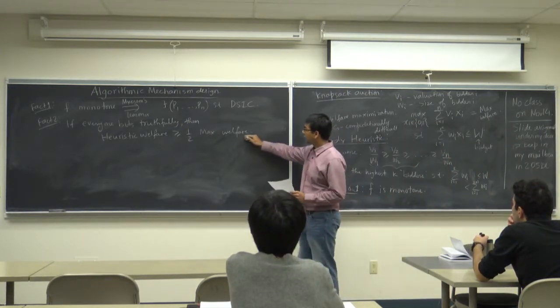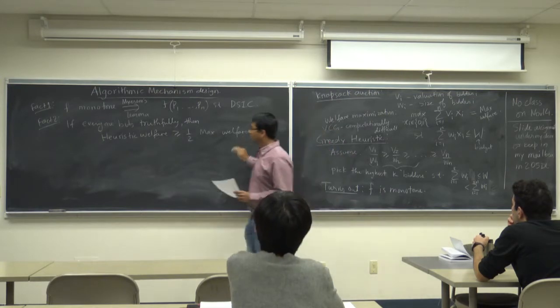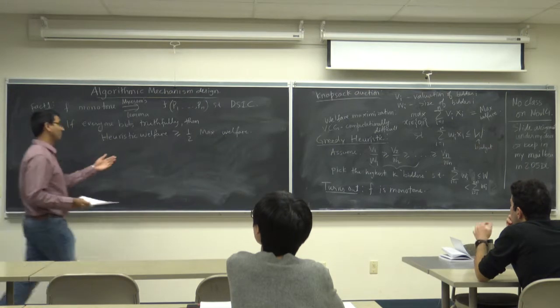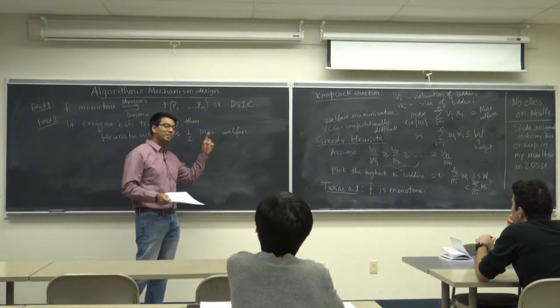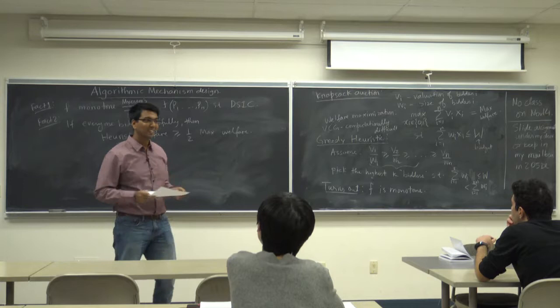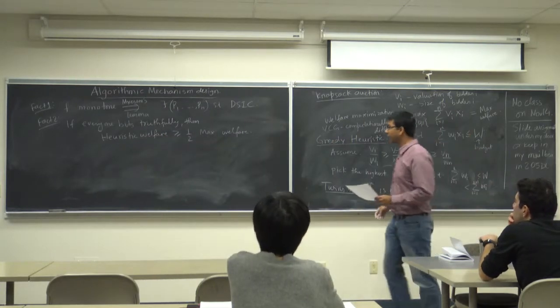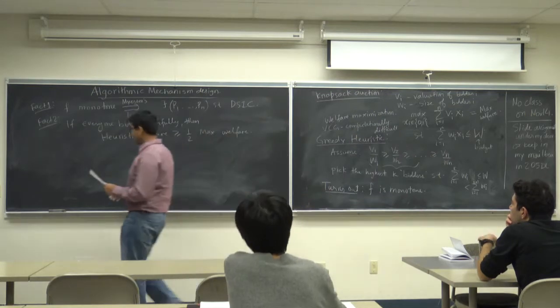So far we have talked about welfare maximization, but the fact that Google has become big and Facebook has become big is also because they are maximizing welfare, but it's also because they are maximizing revenue. So that's also important. So let's talk about revenue maximization for some time.